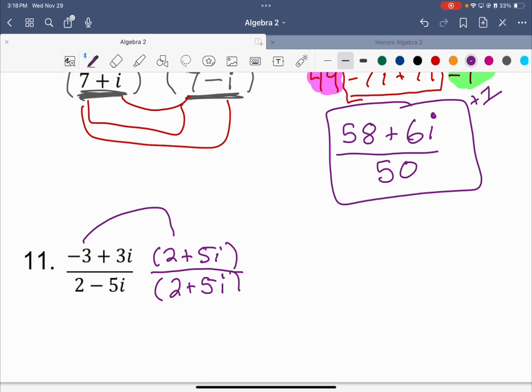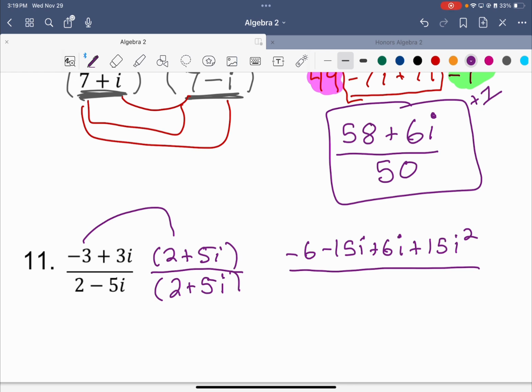Negative 3 times 2 is negative 6. Minus 15i. Plus 6i. Plus 15i squared. Is that what everybody else got for the numerator? We'll fix it in a second.